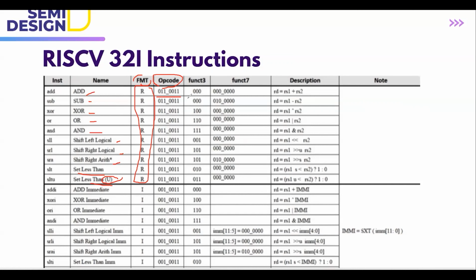0110011. Based upon addition or subtraction or XOR or AND, we have the function field. See here, if you observe 0000001001101, based on the function. Next one is funct7. Funct7 is 7 bits and funct3 is 3 bits. Based upon that, we'll have two sources, right? Two sources and one destination.